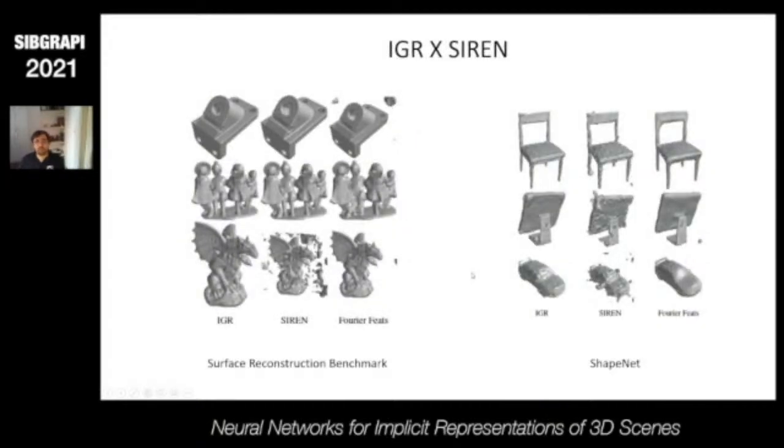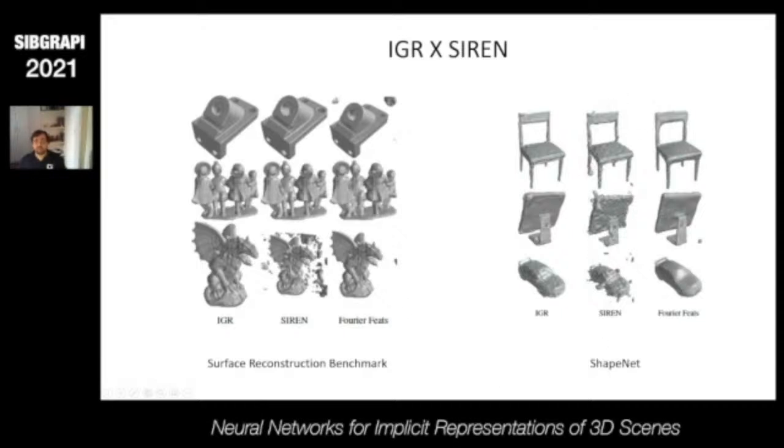And also, when we compare IGR and Siren, we can see that the IGR can outperform this technique in some cases for noisy datasets. In this test, we use the dataset from the ShapeNet and the surface reconstruction benchmark proposed by Berger.